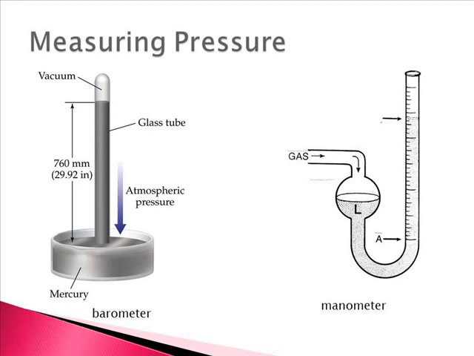Now, if that manometer is open to the atmosphere, then you have to take the difference between the atmospheric pressure and that difference in height to find out what the pressure is inside the container. If it's a closed end, then it's 0, and so the height of the mercury in that tube is equal to the pressure inside the container.